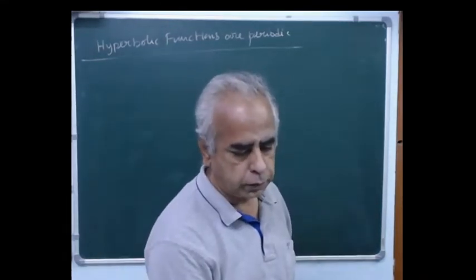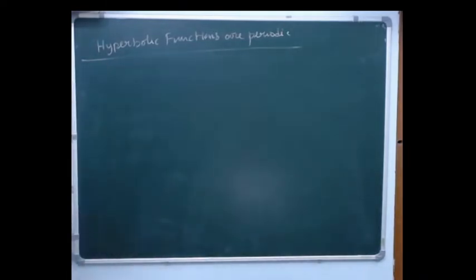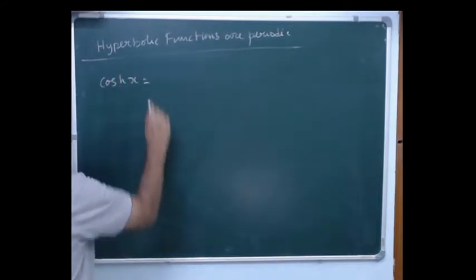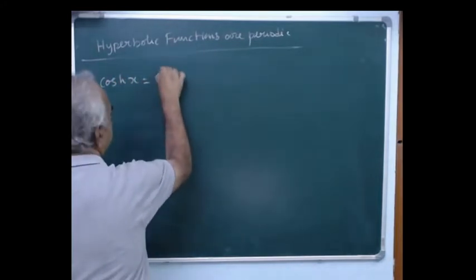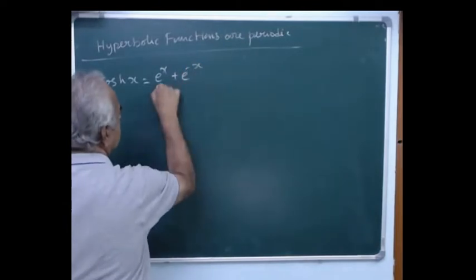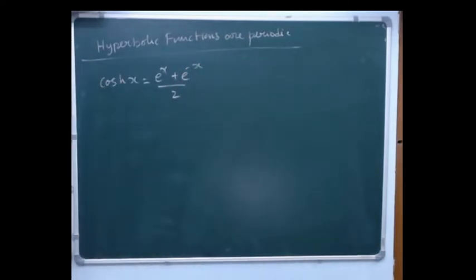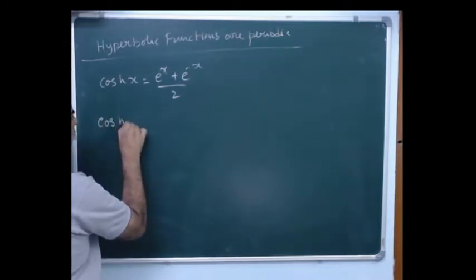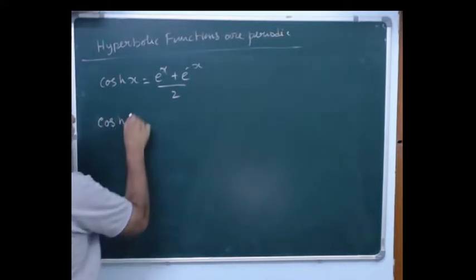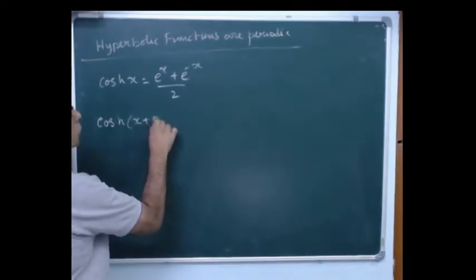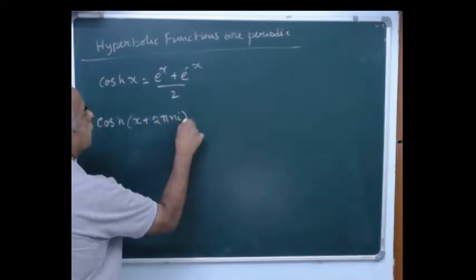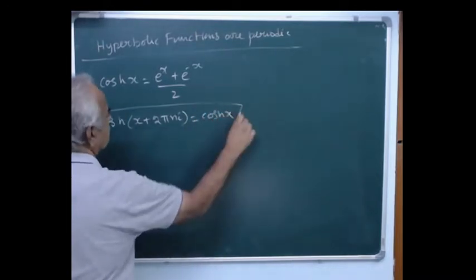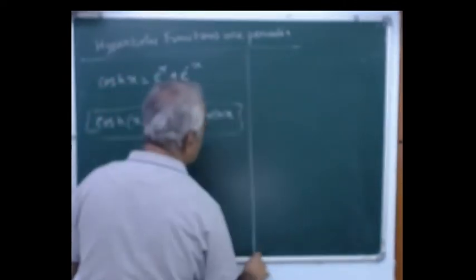Let us proceed with cosh x. See, cosh x is equal to, we know, (e^x + e^-x) divided by 2. So here we are going to prove that cosh(x + 2πni) is equal to cosh x. So this remains unchanged. We are going to show that.